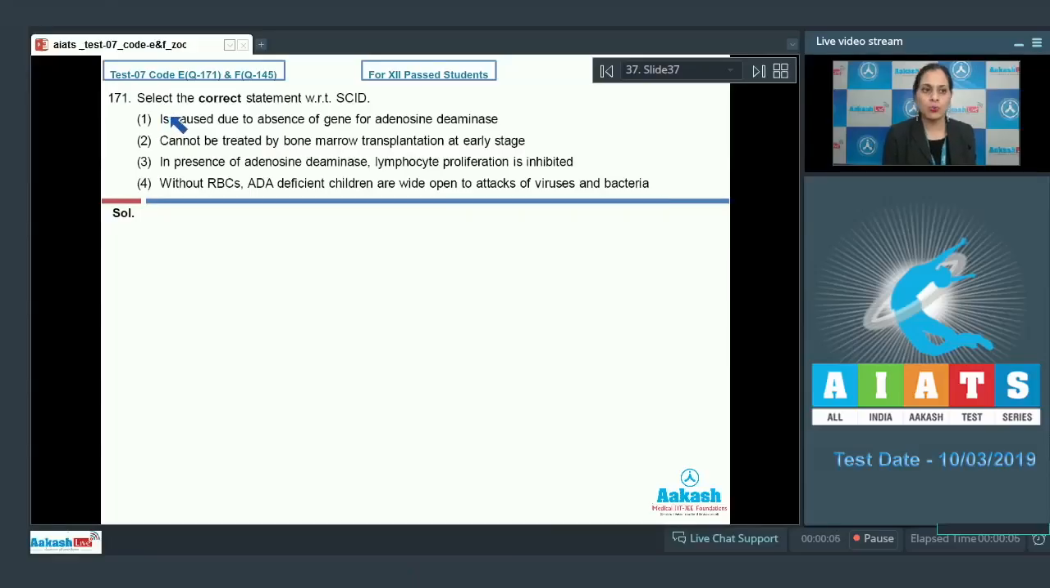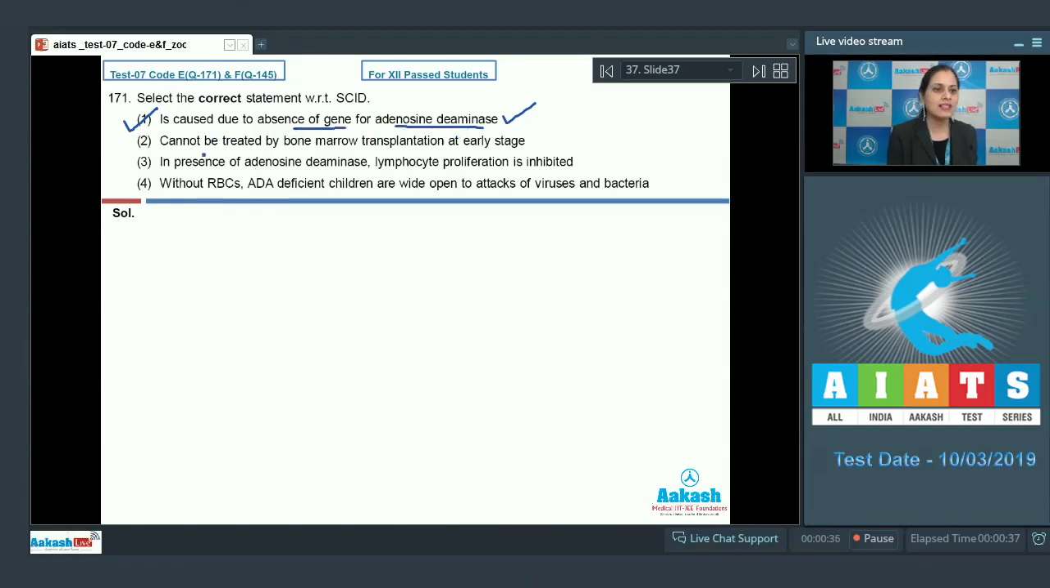Question number 171. Select the correct statement with respect to SCID. SCID stands for Severe Combined Immunodeficiency. And the very first statement is caused due to absence of gene for adenosine deaminase. And as it is a correct statement, so this is a correct answer to our question, because severe combined immunodeficiency is caused due to absence of gene for adenosine deaminase.